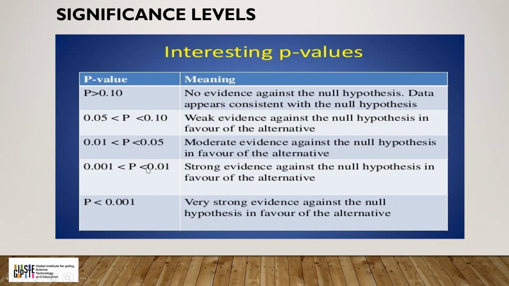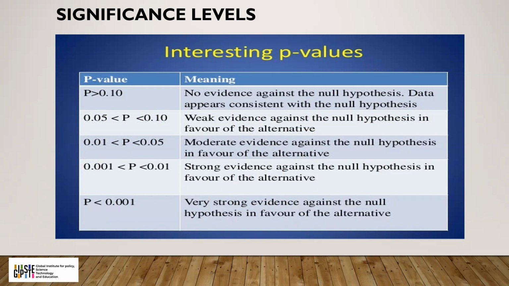In a situation where it falls between 0.001 and 0.01, then we have strong evidence, because if it's significant at 5%, it's also significant at 1%. So we have strong evidence against the null hypothesis in favor of the alternate hypothesis. So it means that we have to reject the null hypothesis and accept the alternate hypothesis. Lastly, for a situation where the p-value is less than 0.001, we have very strong evidence against the null hypothesis in favor of the alternate hypothesis.